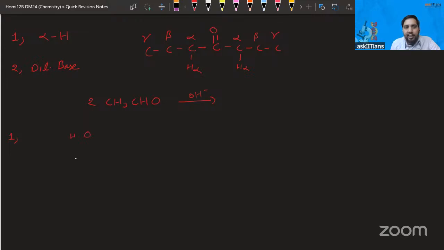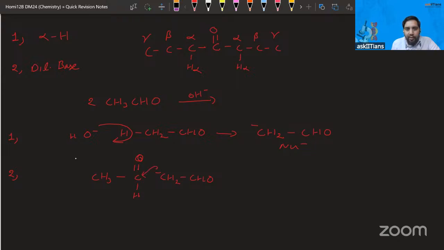So we have this base and 1 mole of acetaldehyde. The hydrogen is acidic, so it produces a carbanion, which is CH2 negative CHO. It is going to act as the nucleophile. The next step is the nucleophilic addition reaction. The other molecule of CH3CHO we write like this. Now the nucleophile CH2 negative CHO attacks the carbonyl carbon.